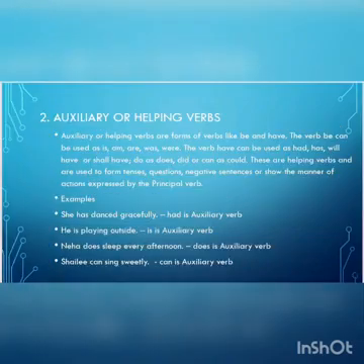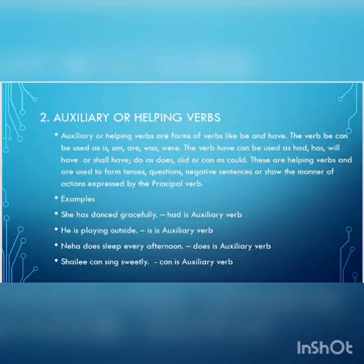Auxiliary or helping verbs. Auxiliary or helping verbs are forms of verbs like be and have. The verb be can be used as is, am, are, was, and were. The verb have can be used as had, has, have, will have, or shall have. Do or does, did, or can, as could. These are helping verbs and are used to form tenses, questions, negative sentences, or show the manner of actions expressed by the principal verb.